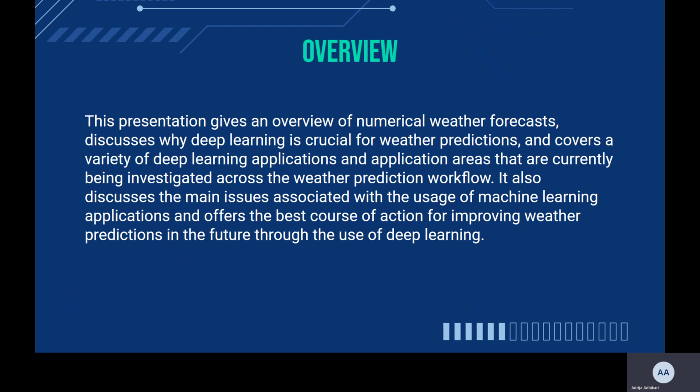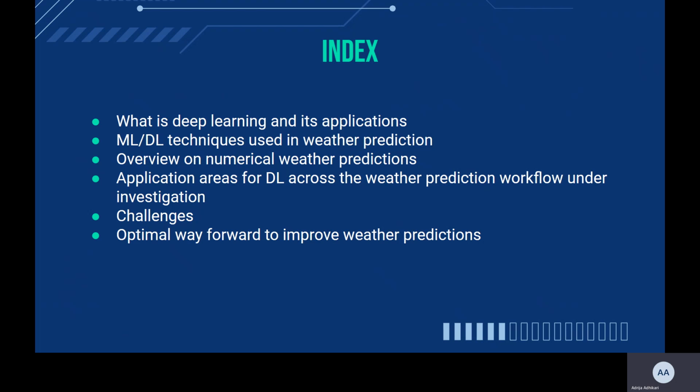To begin with the overview, this presentation covers numerical weather forecasts and discusses why deep learning is crucial for weather prediction. It also covers a variety of deep learning applications and application areas that are currently being investigated. We also discuss the main challenges presently there with regard to the usage of machine learning and deep learning in these areas, and we offer the best course of action for improving weather predictions in the future through the use of deep learning. The index is pretty much in the same order as that mentioned in the overview.